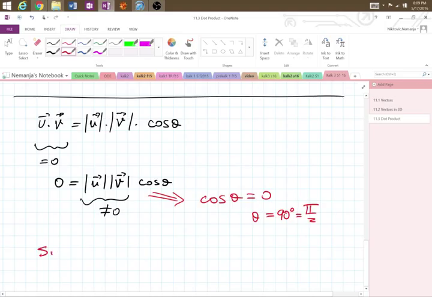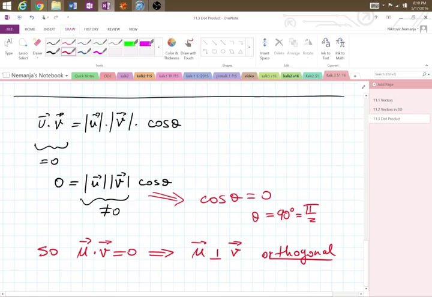So u dot v equals 0 implies that u is perpendicular to v. We say orthogonal. Orthogonal is the word we use because perpendicular is for two lines in a 2D space. If you have a 3D space or 4D or whatever D, and two vectors are at 90 degrees to each other, we say orthogonal. So two vectors are orthogonal if the dot product is 0.